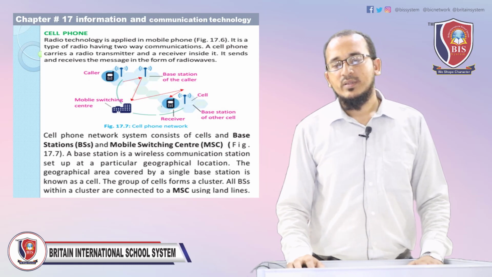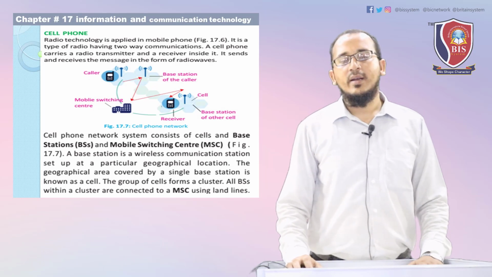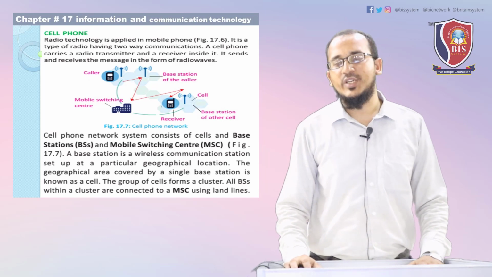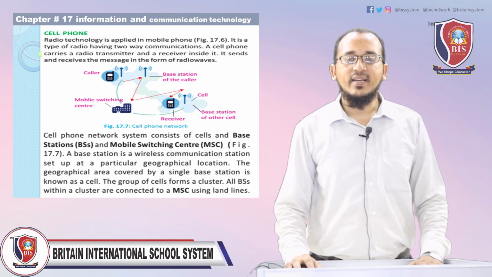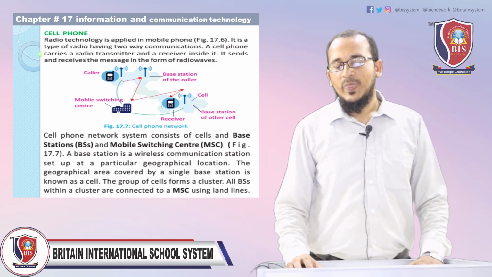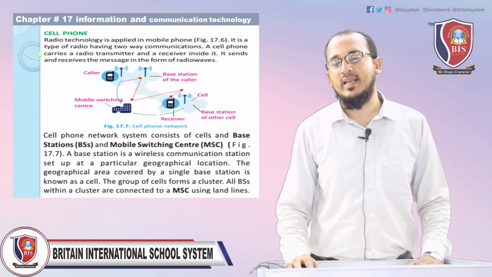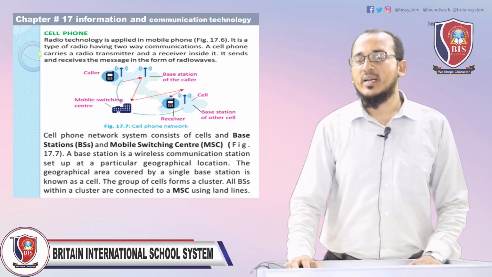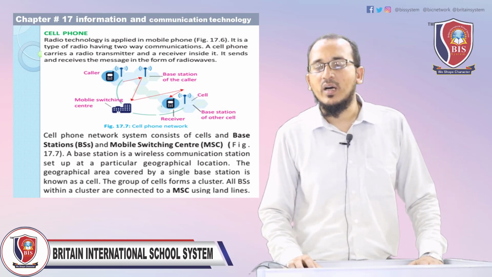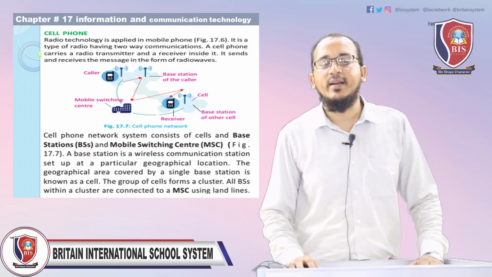The cell phone network system consists of cells, base stations, and mobile switching centers. A base station is a wireless communication station set up at a particular geographical location. The geographical area covered by a single base station is known as a cell. A group of cells forms a cluster. All base stations within a cluster are connected to a mobile switching center using landlines.